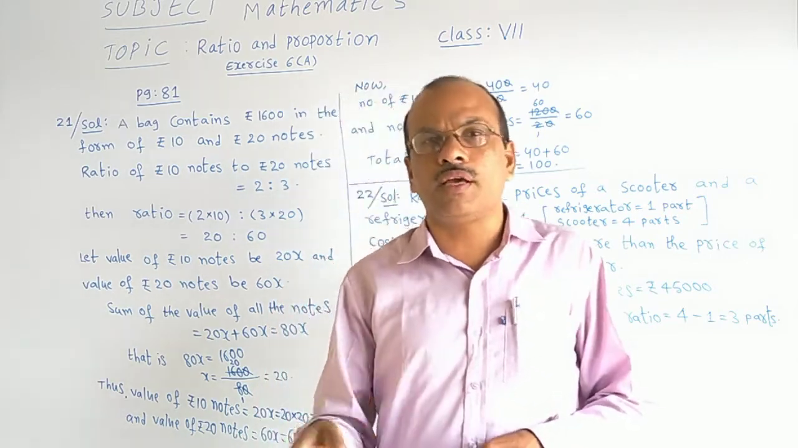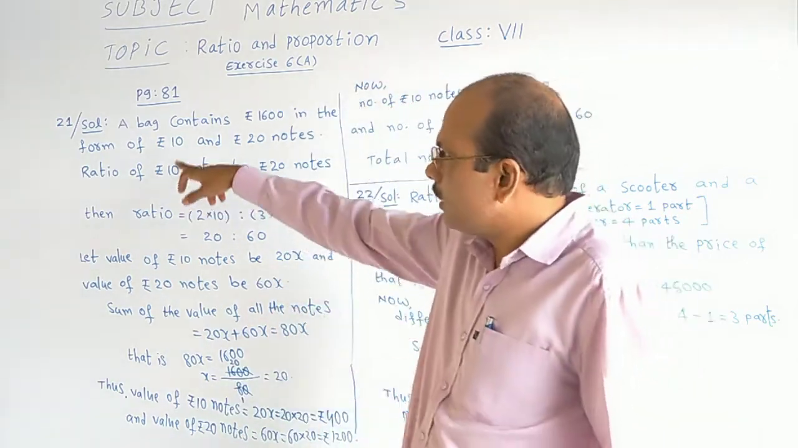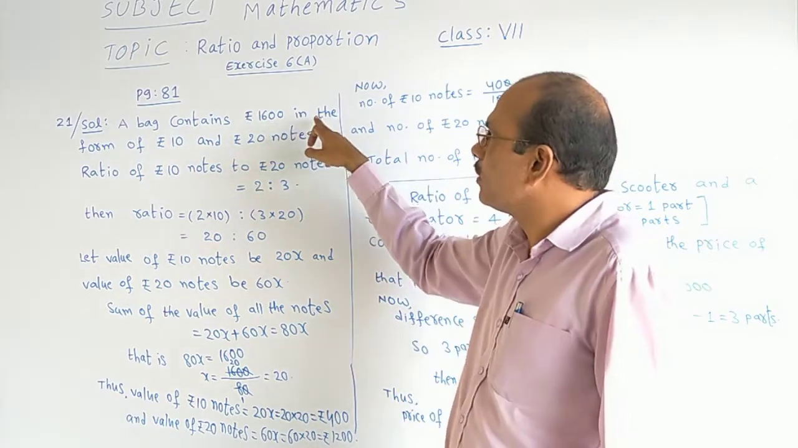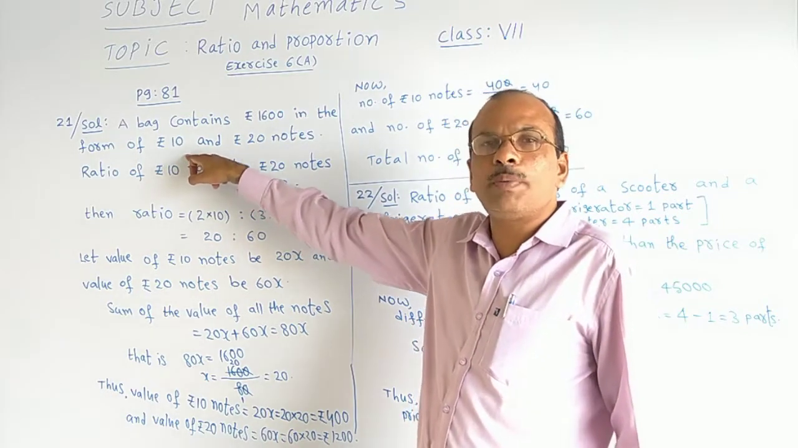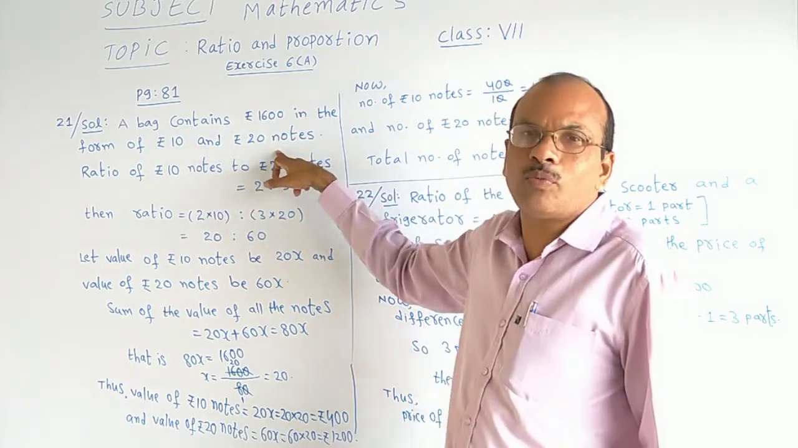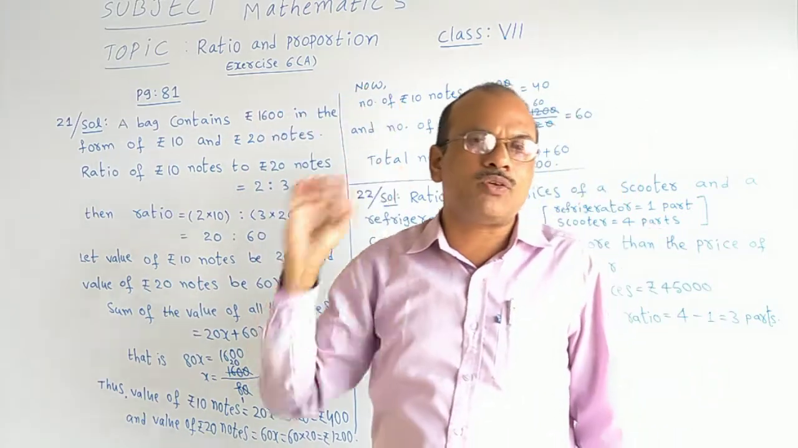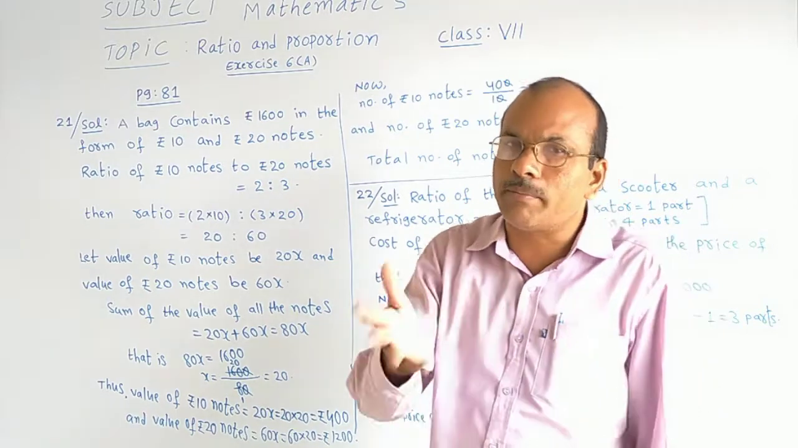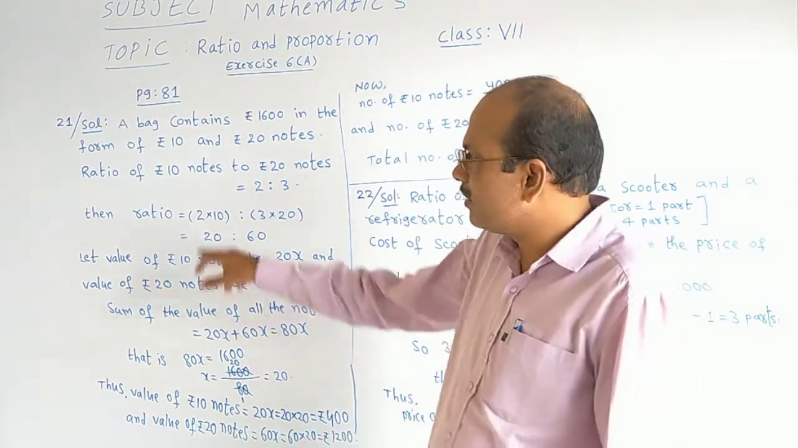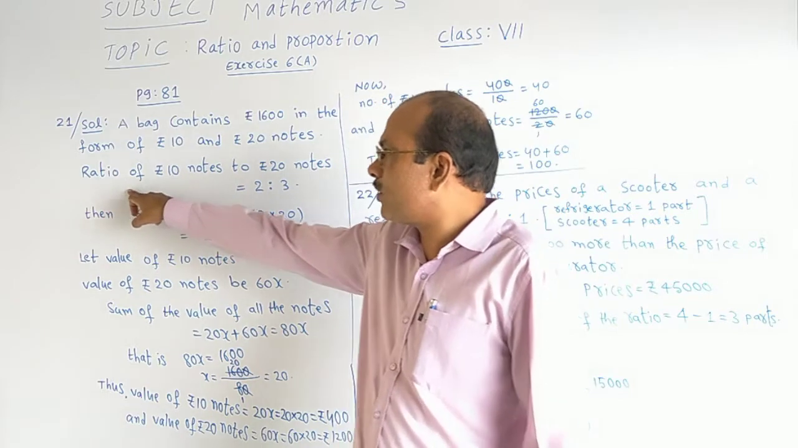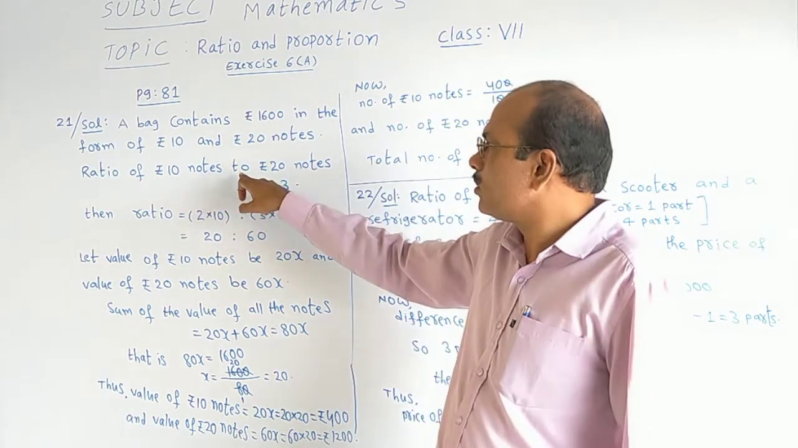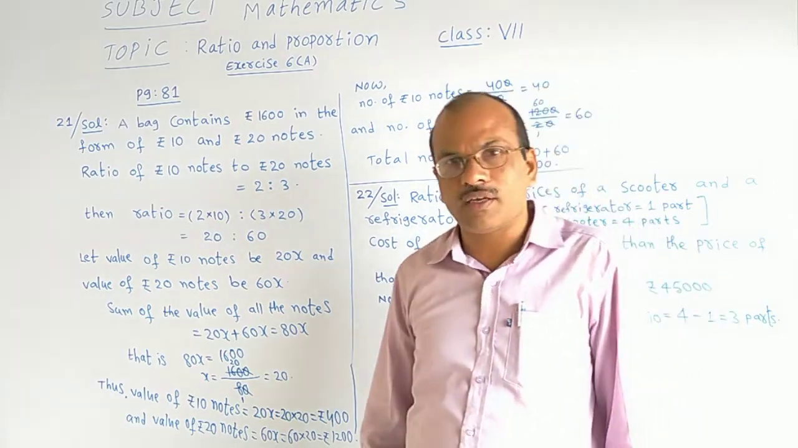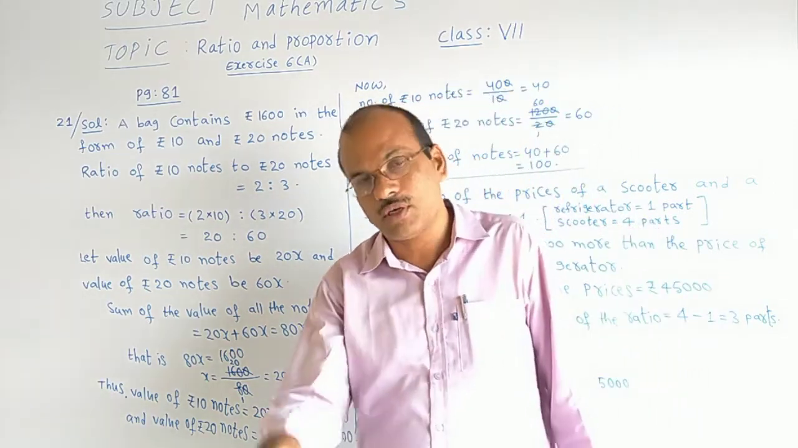20 rupee notes are there in the bag. A bag contains 1600 rupees in the form of 10 rupee notes and 20 rupee notes. How many 10 rupee notes are there? How many 20 rupee notes are there? They did not give the number, but a ratio is given. Ratio of 10 rupee notes to 20 rupee notes is equal to 2:3.